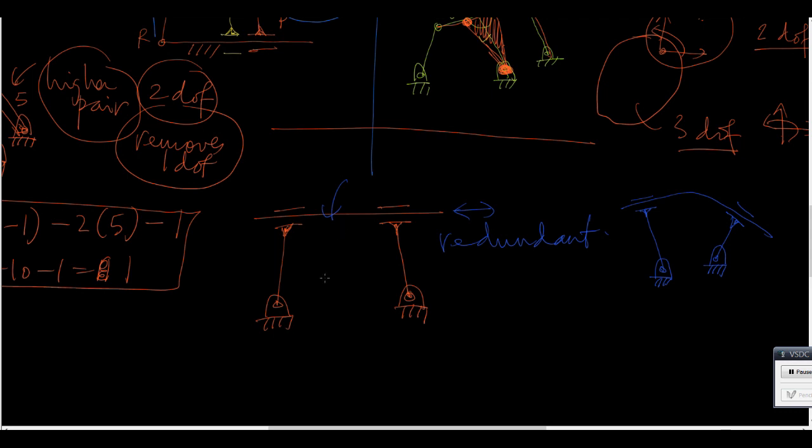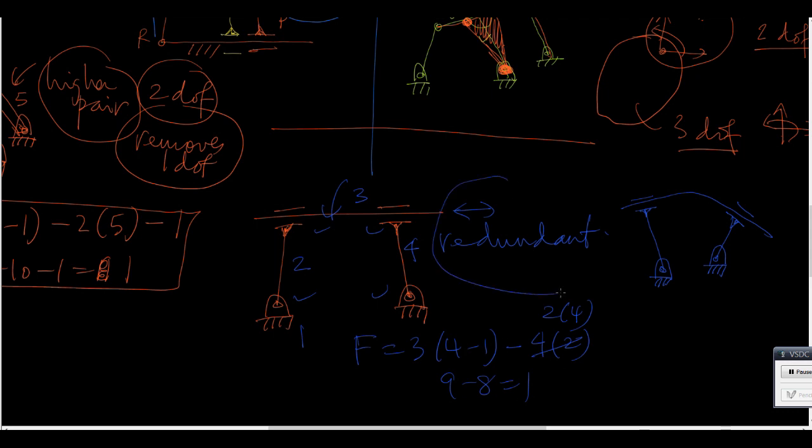What is the formula for this? 1, 2, 3, 4. The number of bodies is 4. F is equal to 3 times 4 minus 1. How many joints? 1, 2, 3, 4. Minus 2 times 4. Okay, so that's 9 minus 8 equals 1. It is 1 degree of freedom, happens to be a redundant degree of freedom. This one, also 1 degree of freedom, but not redundant.